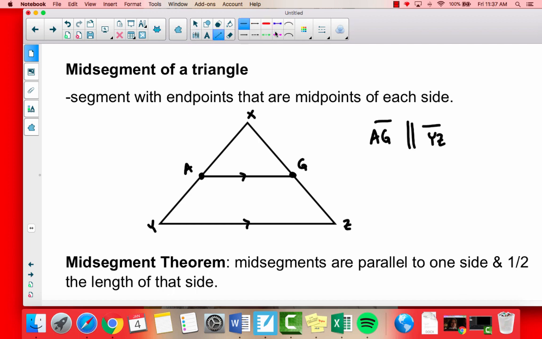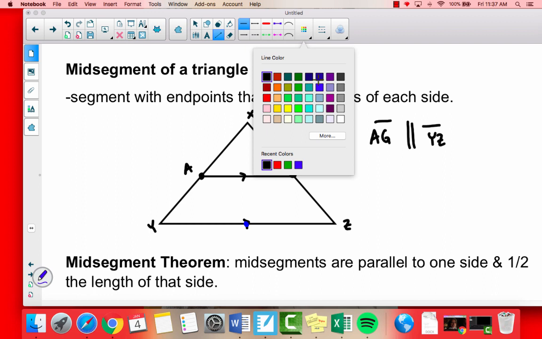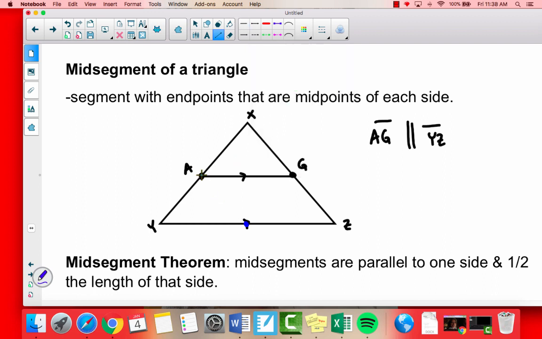So I could draw in another mid-segment as long as I have a midpoint somewhere on every side. And let me change the color here. I could draw a mid-segment from A to this midpoint, all right? And maybe we call that midpoint H. And so now I could say that segment AH is parallel to segment XZ. So notice that the mid-segments have to be parallel to one side of the triangle.